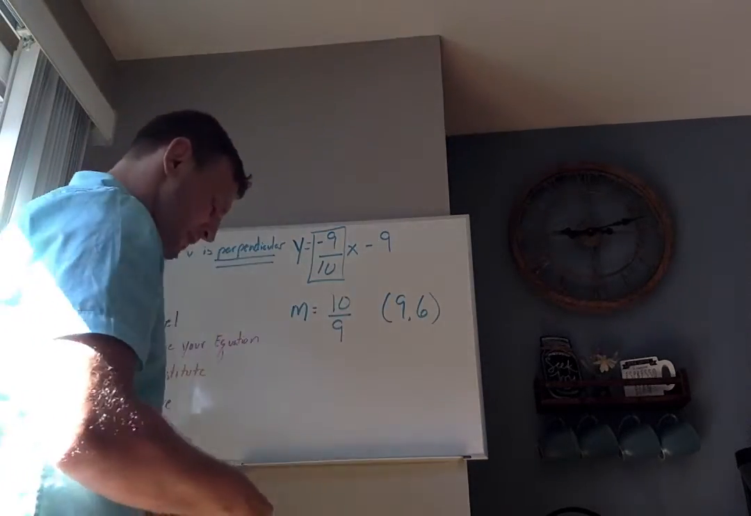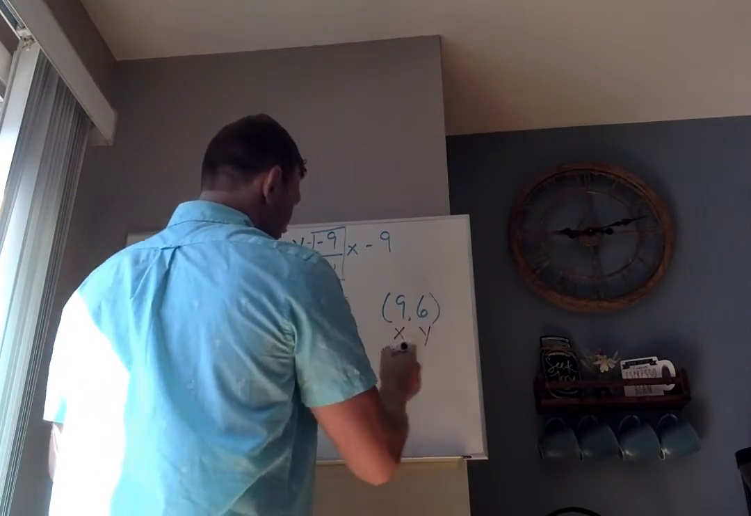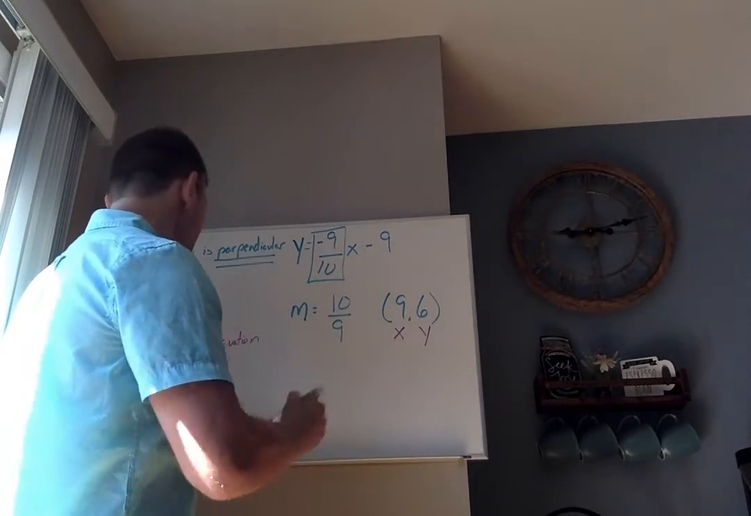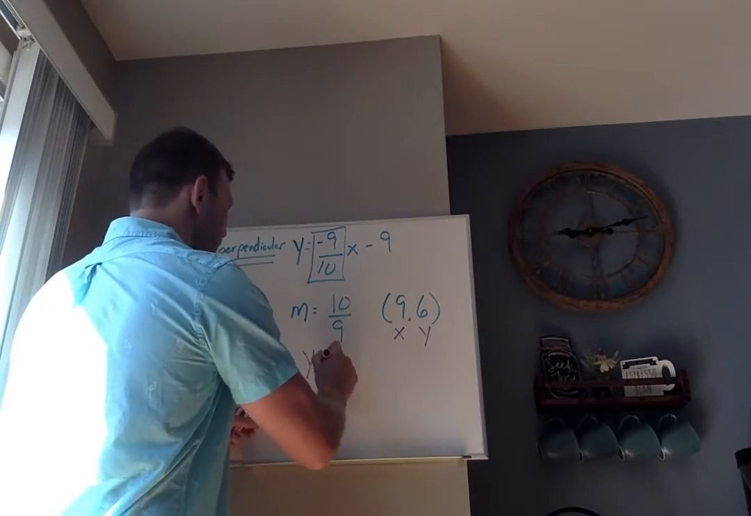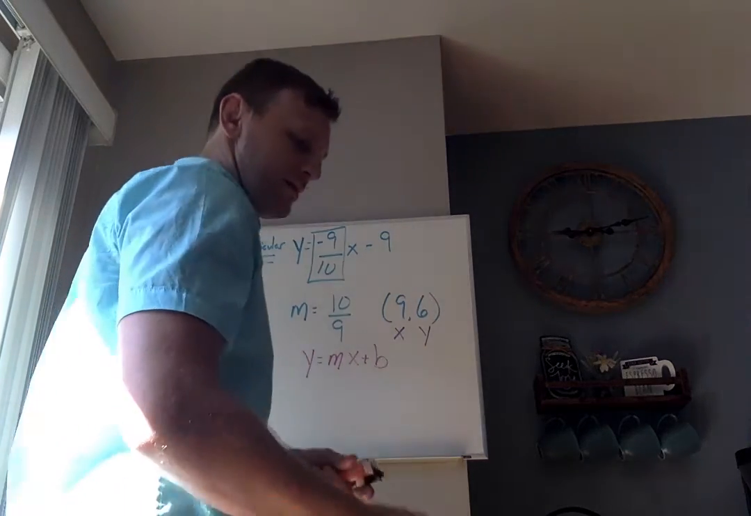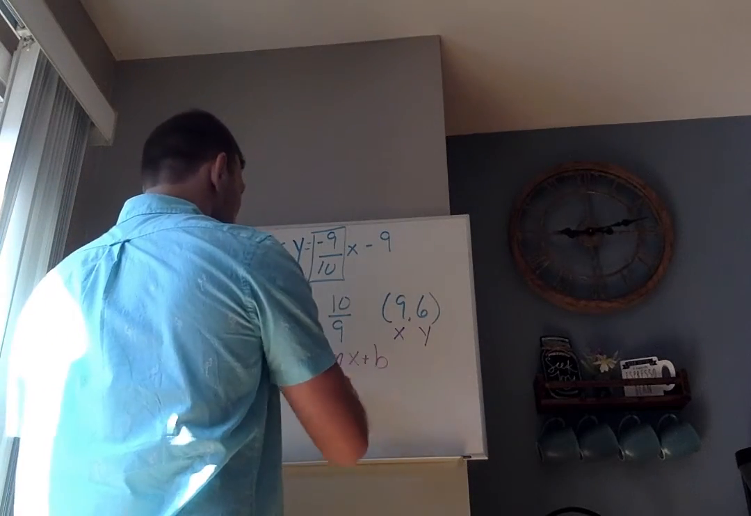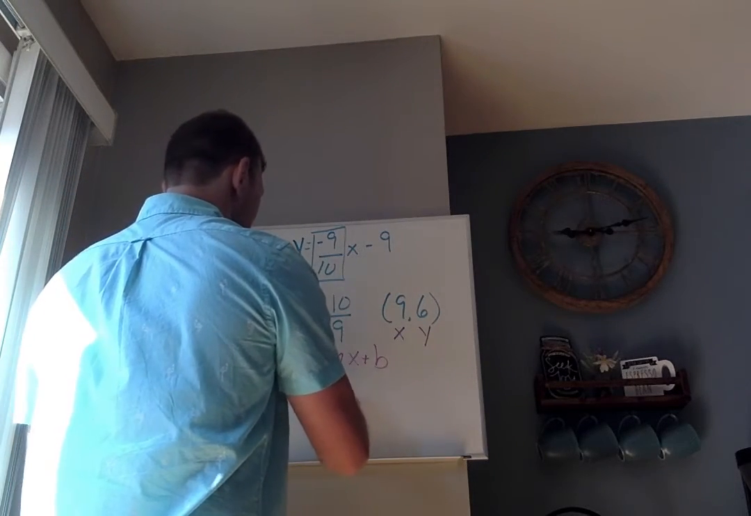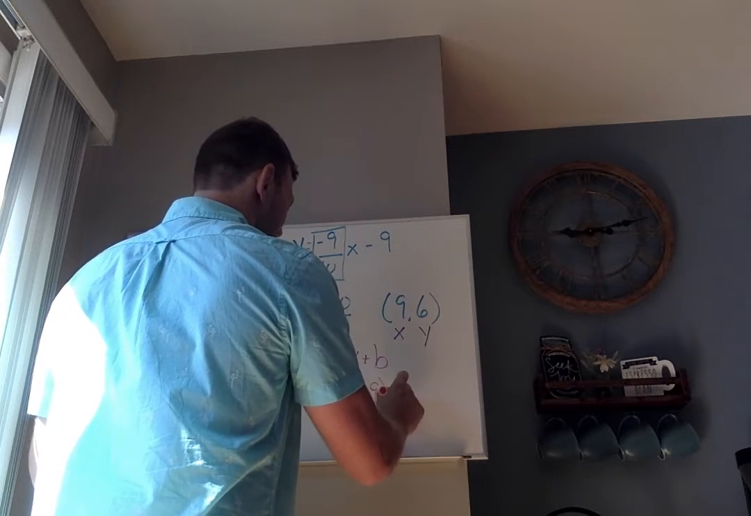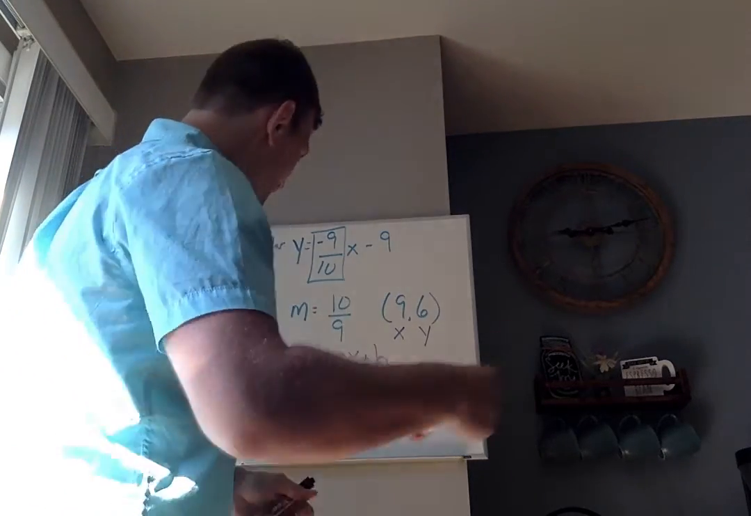So step number 1, in purple, is to label. I'm going to label x and y. Step 2, in pink, is to write your equation. So I'm going to write y equals mx plus b. Step 3, in orange, is to substitute. So I have y is 6, m is 10/9, x is 9, and b, that's what we're looking for. And now we're going to solve.